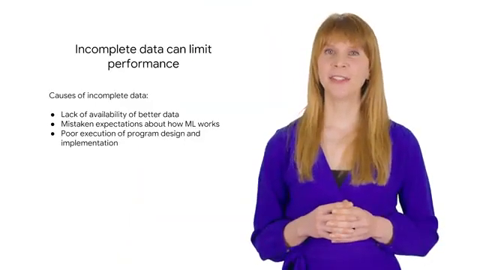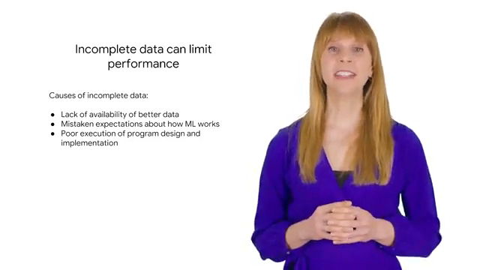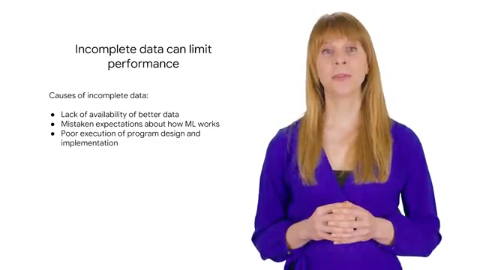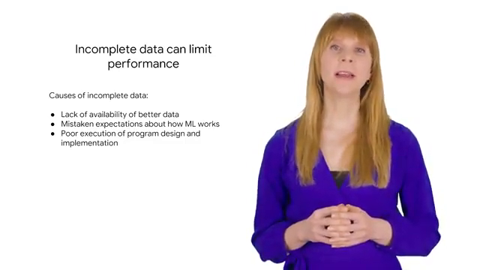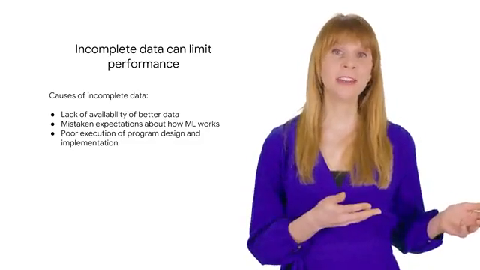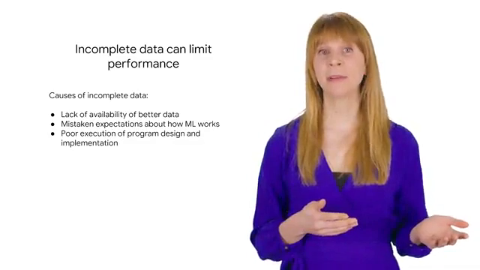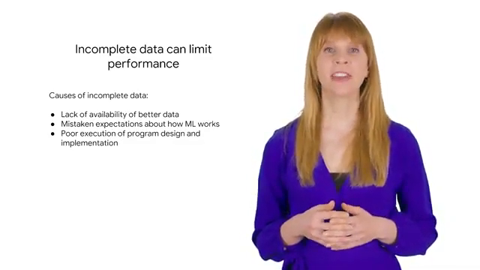Another factor to consider related to your data is completeness. Incomplete data is data that doesn't contain enough information about the world to replace human knowledge. Incomplete data can be the result of lack of availability of better data, mistaken expectations about how ML works and what it is capable of, or poor execution of program design and implementation.